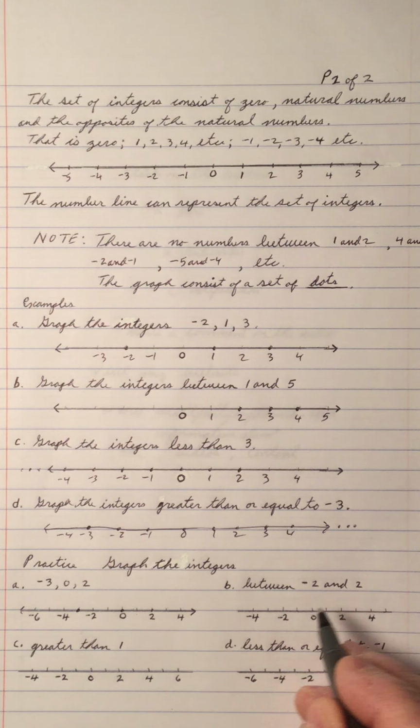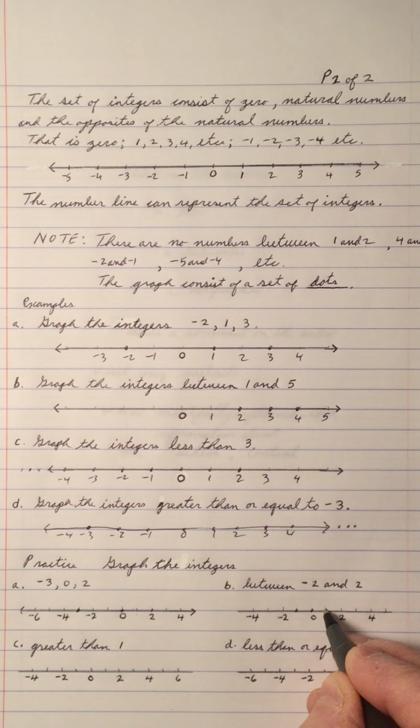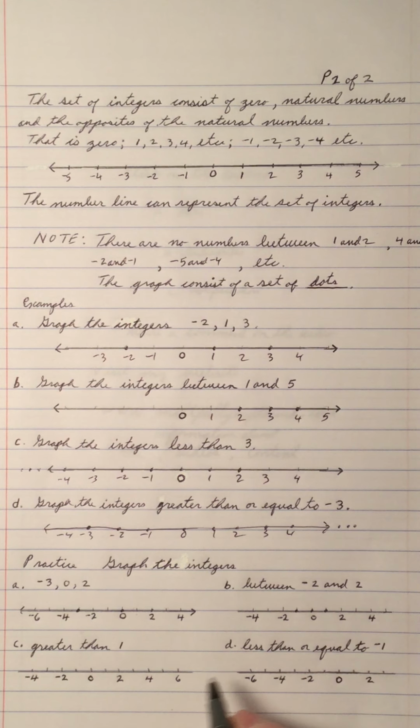Between -2 and 2. So between means not including. So -1, 0, and 1 are the integers between -2 and 2.